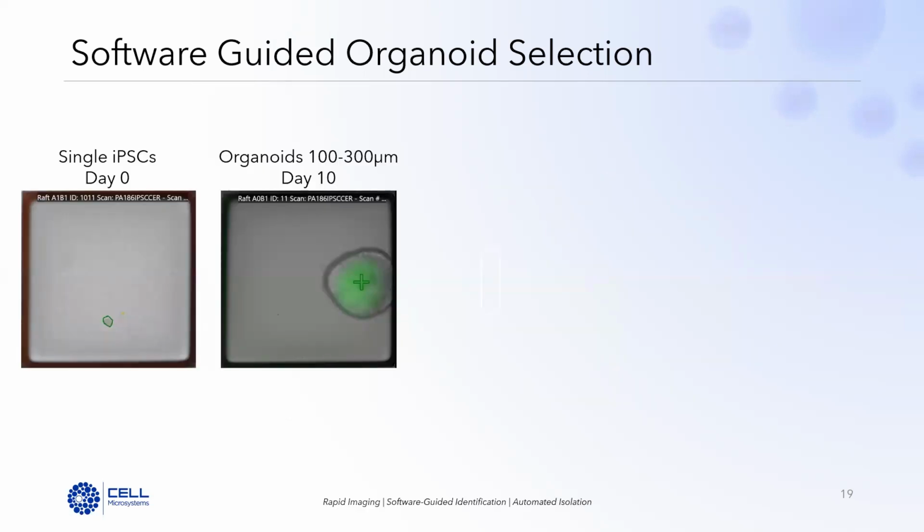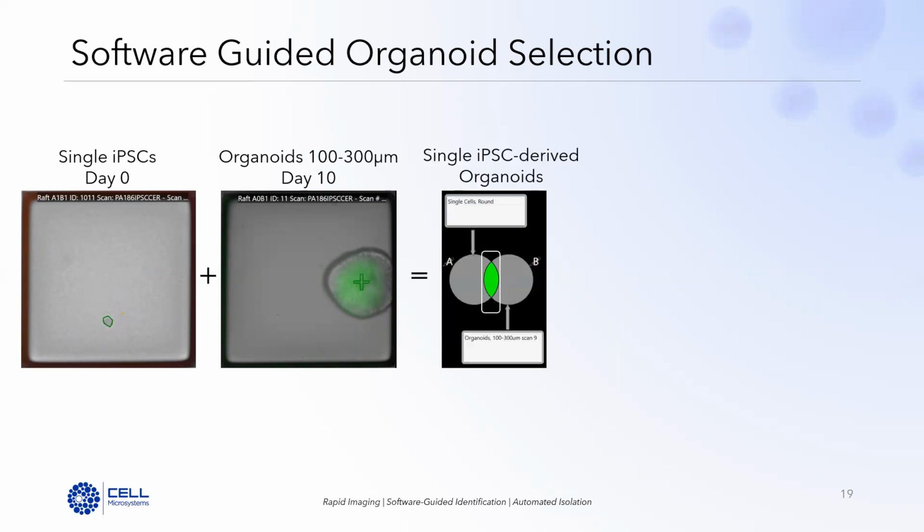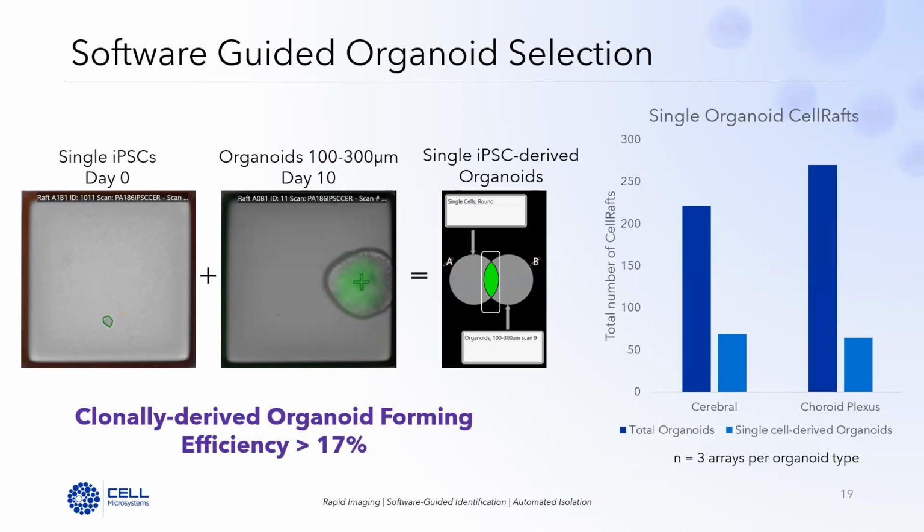So to give you an idea of how we are using the software experimentally in performing these cerebral and choroid plexus workflows where we're generating clonal organoids, you can see here on our initial time point, we've assigned an algorithm to identify single cells. Then 10 days later, we're able to identify organoids based on size or fluorescence. And then using this population set feature, we can take those populations that we've built and overlay them to find our clonal organoids of interest.